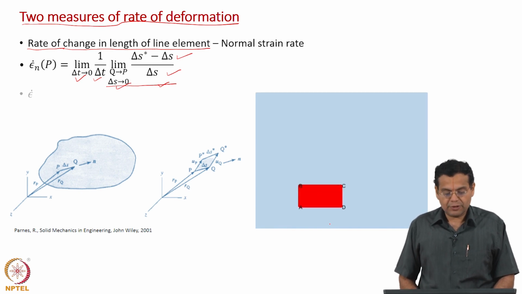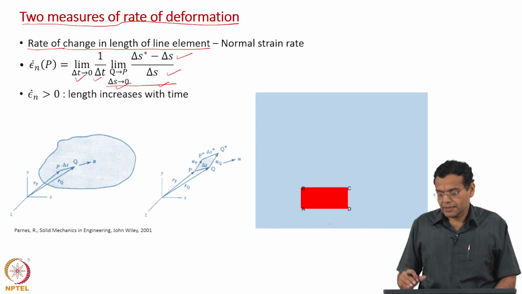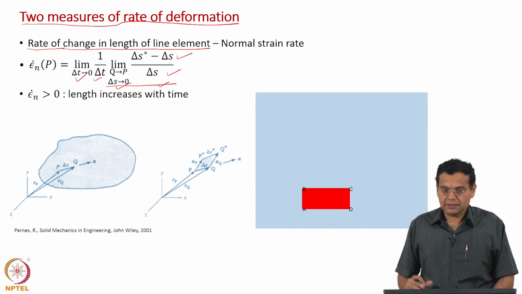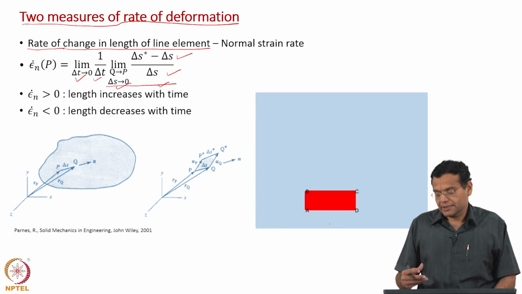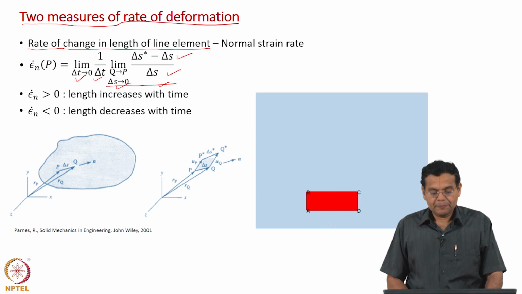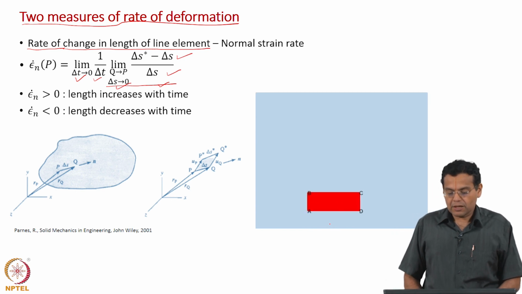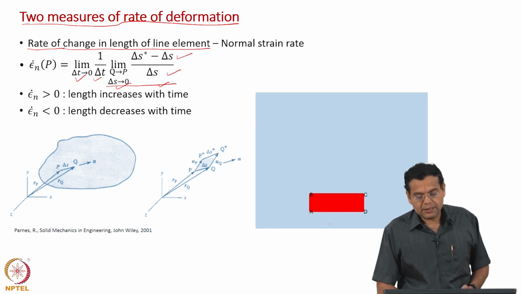In one case, of course, it is greater than 0, which means length increases with time. That is happening for the line element along the x axis. If you focus on the line element along the y axis, epsilon n dot, then its length decreases with time, and hence the normal strain rate is less than 0. Okay. So, this is a simple animation.